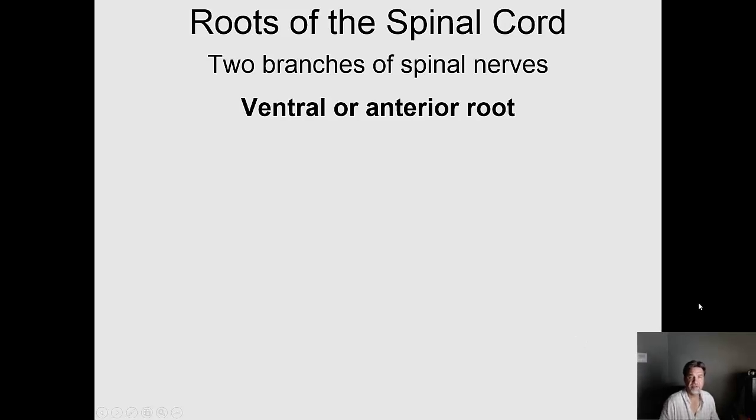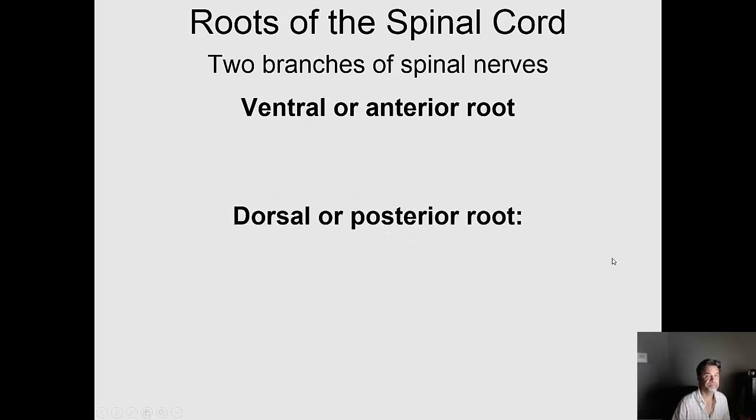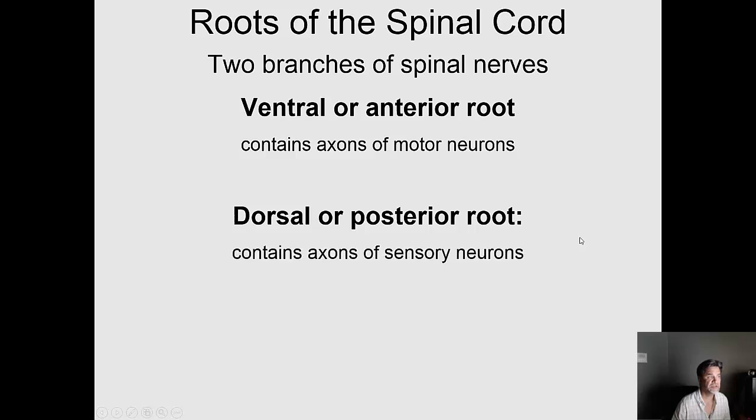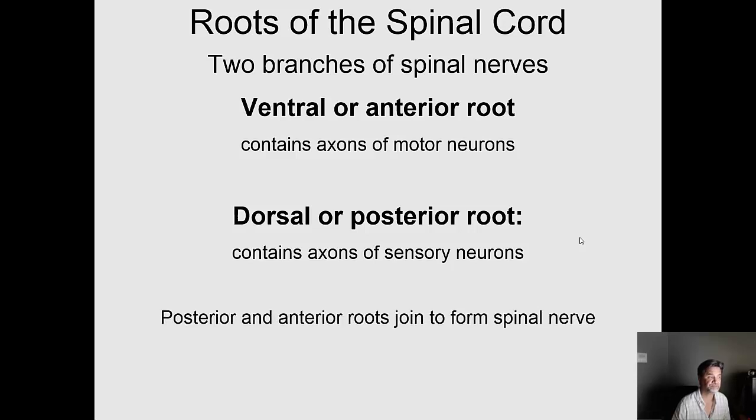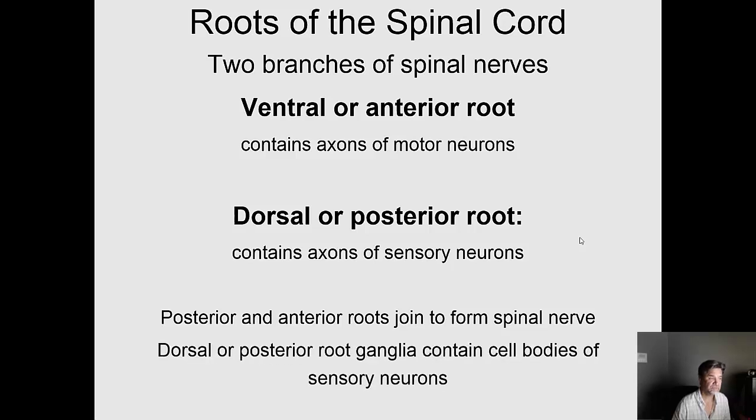Okay, so let's get a little more in depth on the anatomy of the spinal cord, and let's look more at the ventral and/or anterior roots versus the dorsal posterior roots. The ventral anterior roots, remember, are where motor axons exit, going to the skeletal muscles, whereas the dorsal side is the recipient of the sensory neurons. These are joined together in the periphery of the body in spinal nerves.